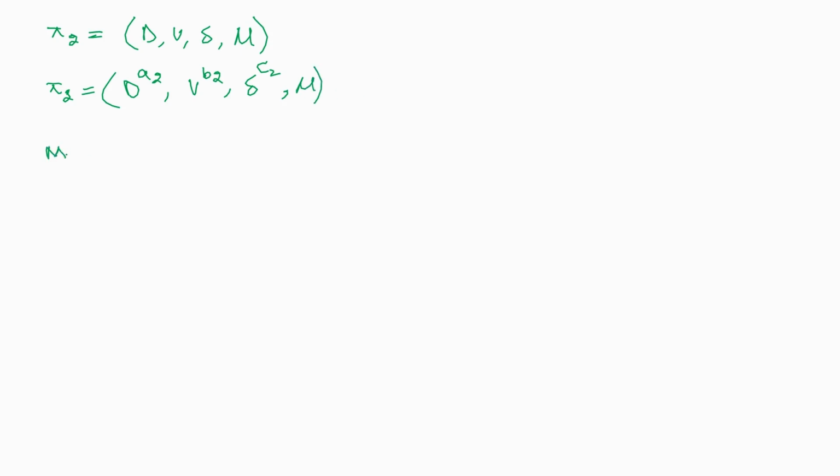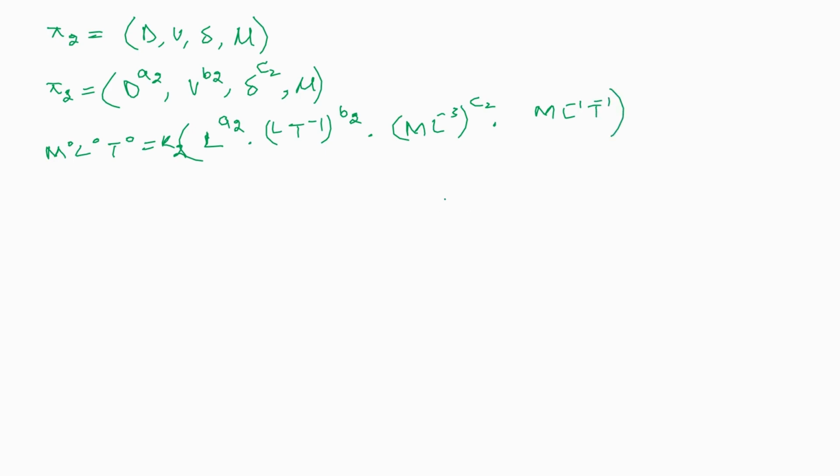And now put the dimensions M0 L0 T0 for pi 2, and we have to put the dimensions for d. This is L raised to power a2. This is V, L T inverse, (L T^-1) raised to power b2. I'm directly writing. And rho is M L^-3 raised to c2, into mu, which is M L inverse T inverse. And now solving, I will go directly because I elaborated everything in the first pi.